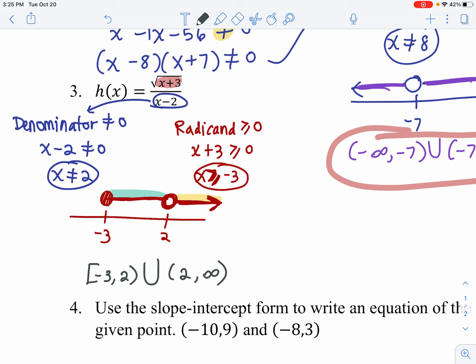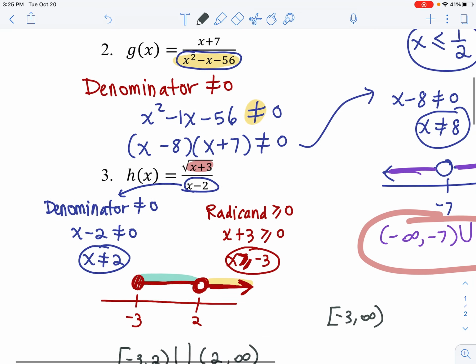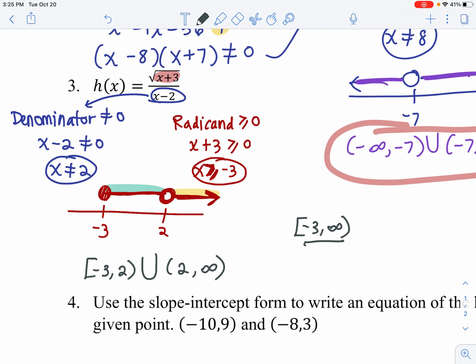A lot of students are writing this answer, negative 3 all the way to positive infinity. Now this one is almost good, but you're ignoring the fact that 2 is an excluded value. So this answer was kind of almost good, but not really correct. So the correct answer will be this one right here.